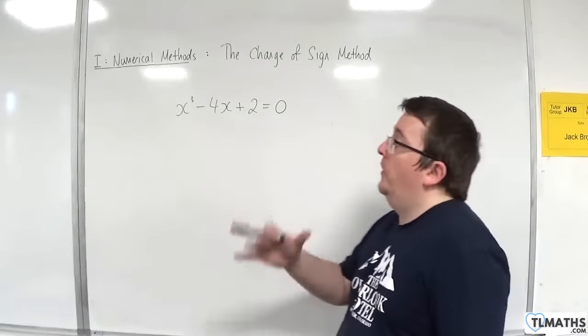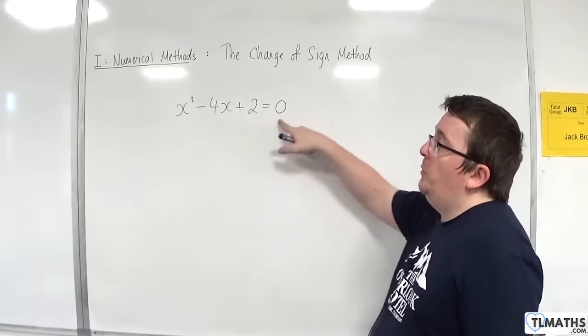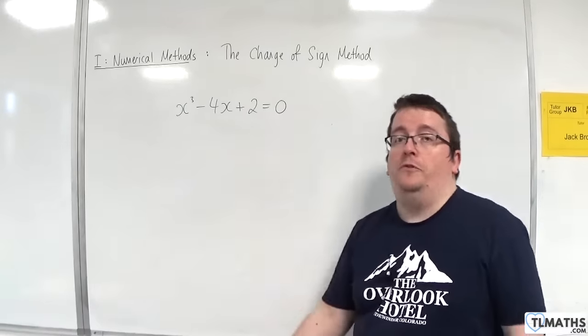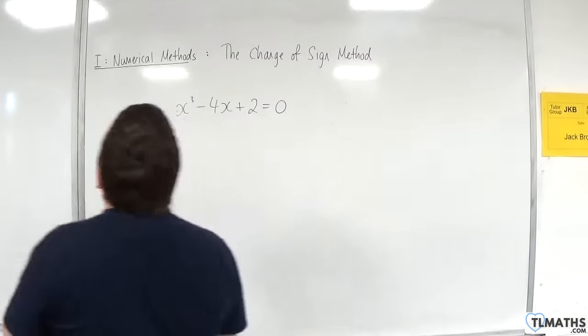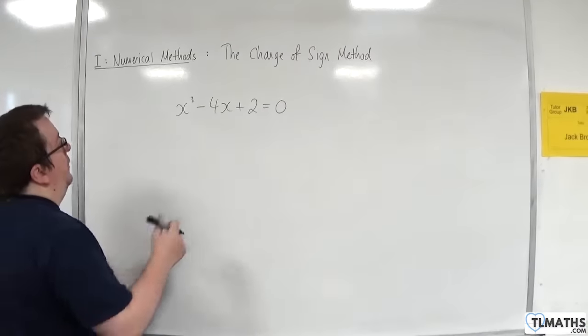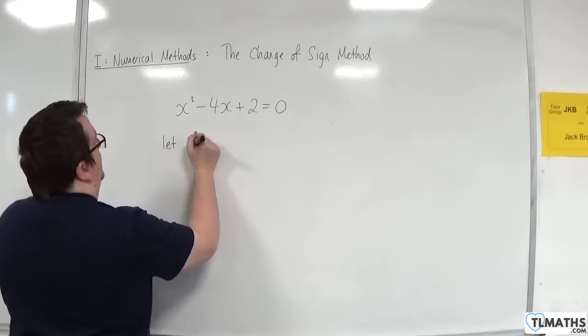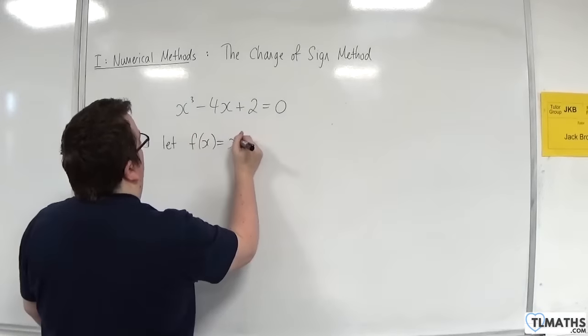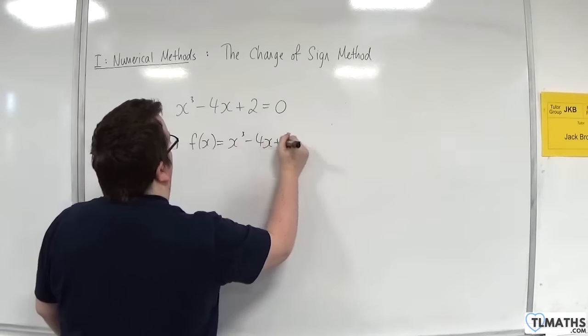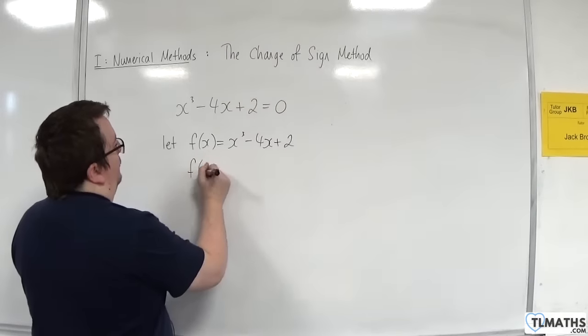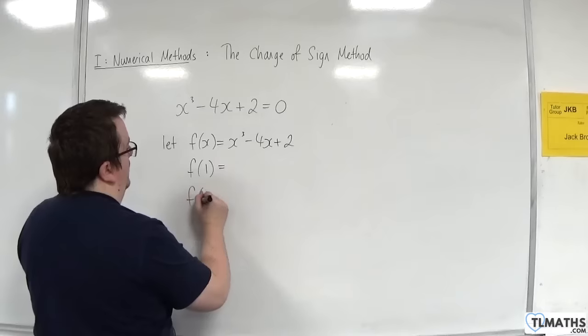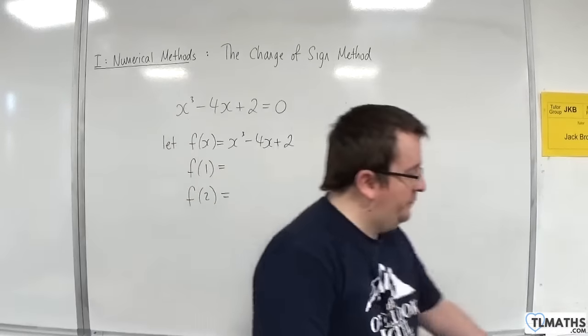So let's say I was asked to show that x cubed take away 4x plus 2 equals 0 has a root between x equals 1 and x equals 2. So I would use the change of sign method to do that. So the first thing I would do is I would let f of x be x cubed take away 4x plus 2. So I would define what f is. Then I want to find f of 1 and f of 2.